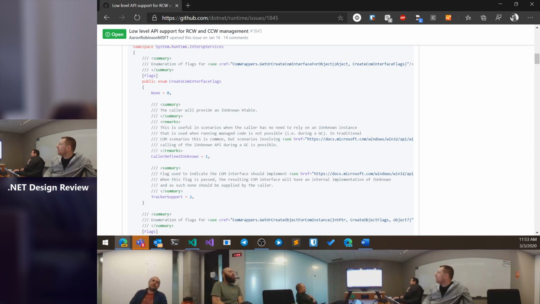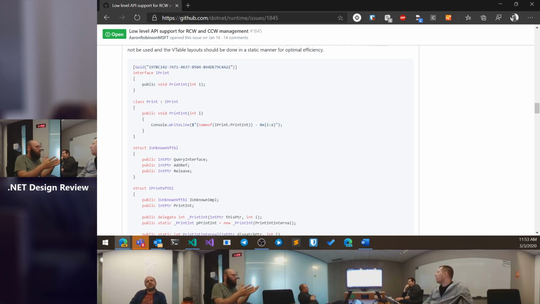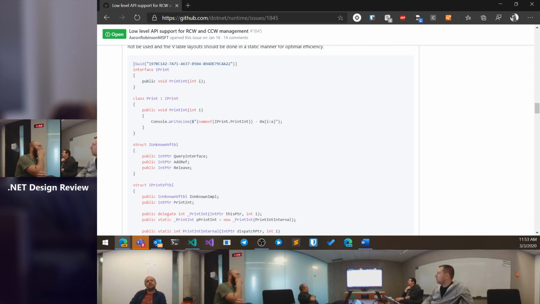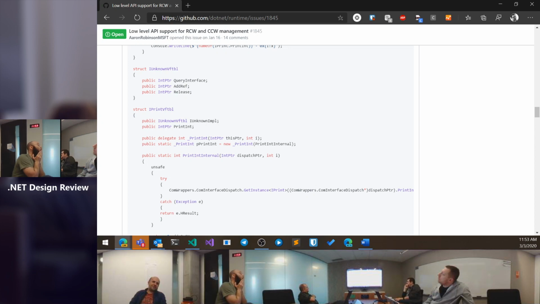So how does this work? You look at code first, maybe. Yeah. So we can go down. There's an example at the bottom of some usage. IPrint is the classic type of COM interface. Print implements it. The IUnknown vtable with the QI, AddRef, Release represents basically the runtime side of things. The IPrint vtable, if you scroll down, this is the CCW. This is what is going to be called into to dispatch to the managed object.